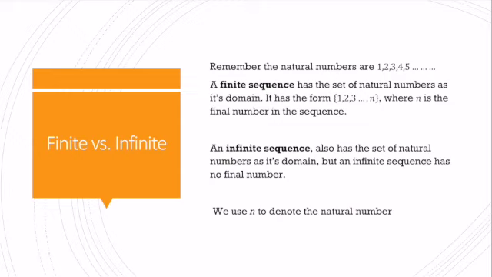So remember that the natural numbers start with 1, right? And a finite sequence has the set of natural numbers as its domain, where n is the first number in the sequence. An infinite sequence also has the set of natural numbers as its domain, but it has no final number. And we're going to use n to denote the natural number when we're coming up with better ways to define these sequences. So let's take a look.